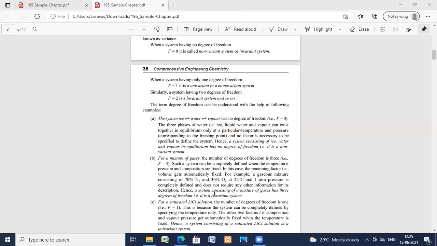So whatever it may be, the system has 3 degrees of freedom. One is the volume, the other is the temperature, and the third is the pressure. So it is a trivariant system. You have a volume, a temperature, and a pressure. So with the 3 governing factors, the degrees of freedom F is 3. F is equal to 3, trivariant system.